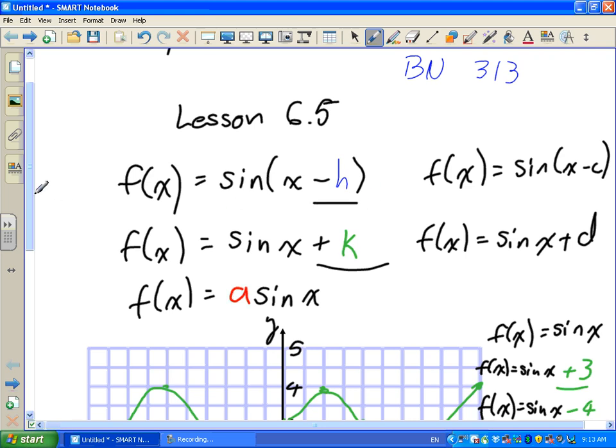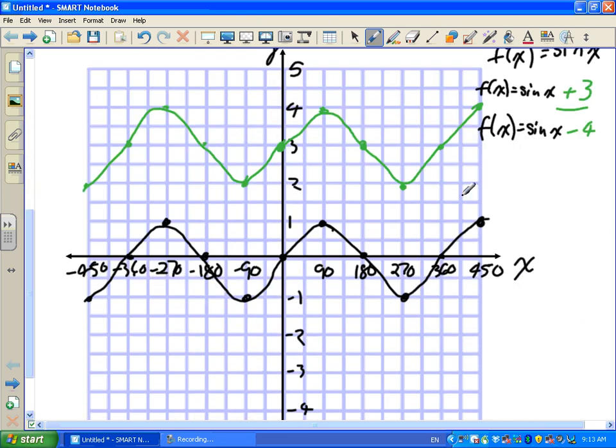Does anyone remember what was special about H? If H was negative 5, which way would we have moved? Right 5. And if it was positive 5, which way would we have moved? Left. Now the only difference here is we're not going to deal with the numbers 1 and 5. We're going to be using degrees because the x-axis is measured in degrees. So our movements are going to usually be 90 or 180 or maybe even 45.